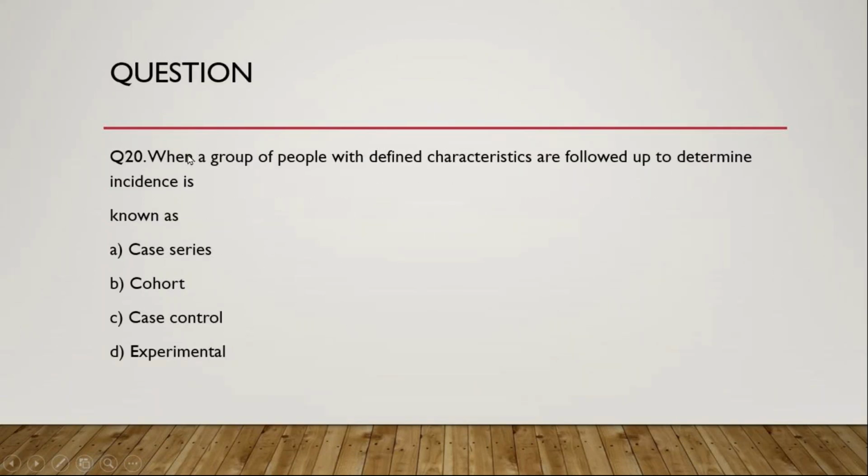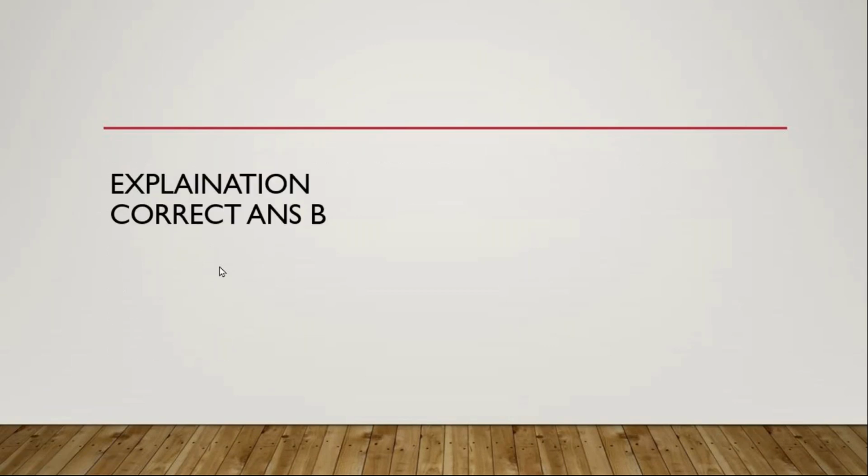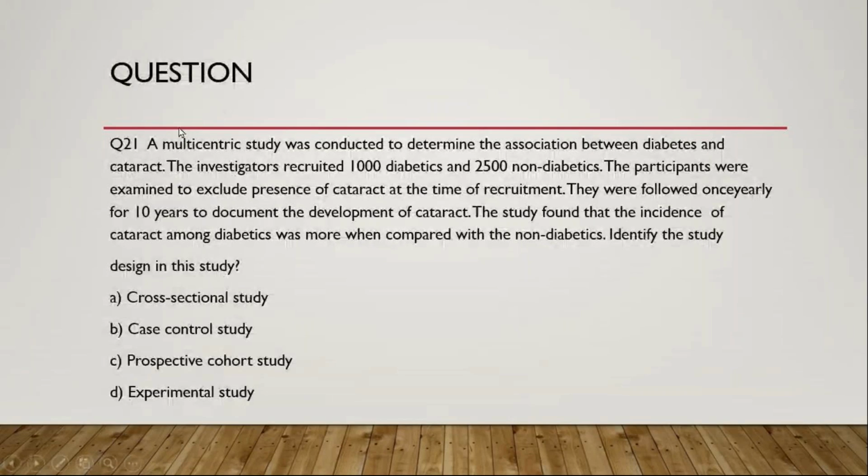Now, next question. When a group of people with defined characteristics are followed up to determine incidence, then it is known as which type of study? Cohort. Yes, it is a cohort study. So, correct answer is option B. Next question.